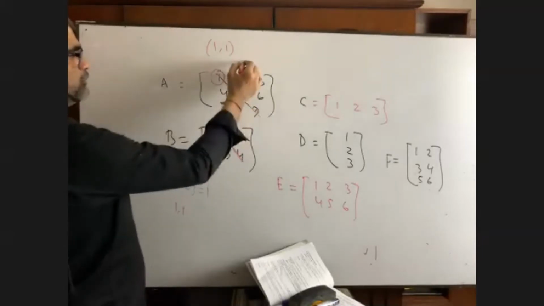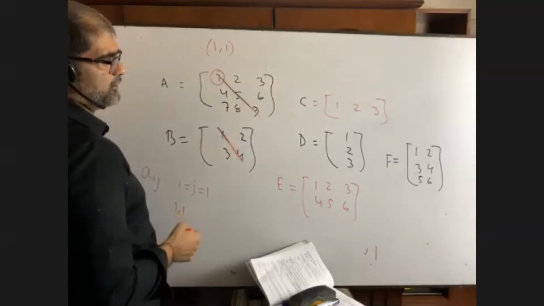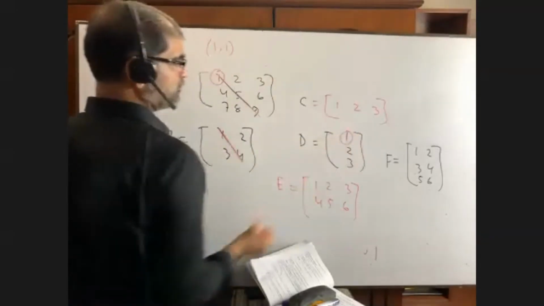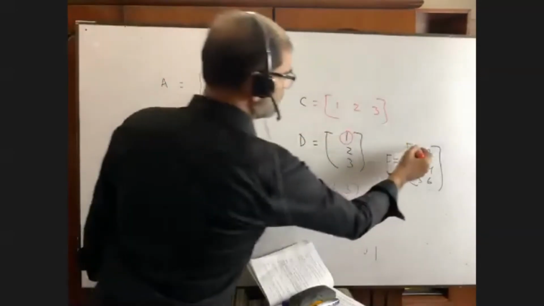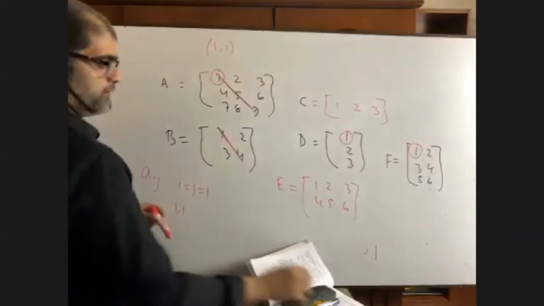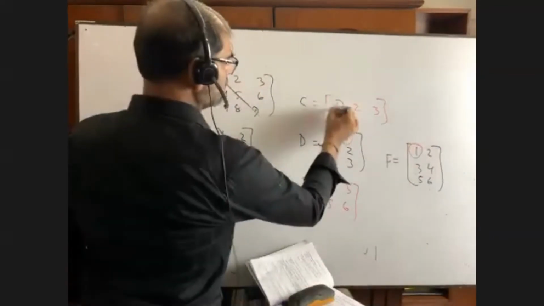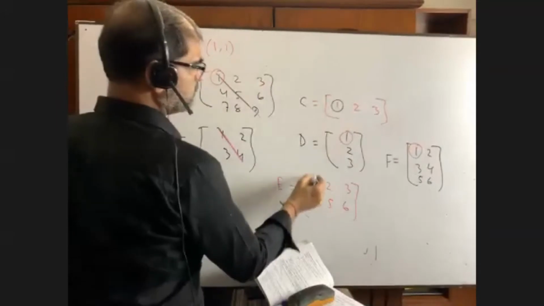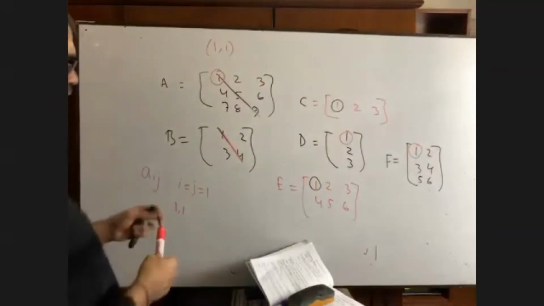Baba, it is 1, 2. Yes, sir. So it is also 1, 1. First row, first column. It is also 1, 1. Yes, we can draw.